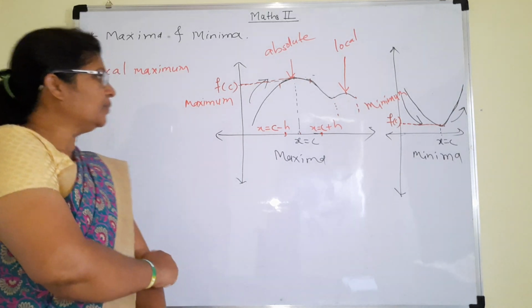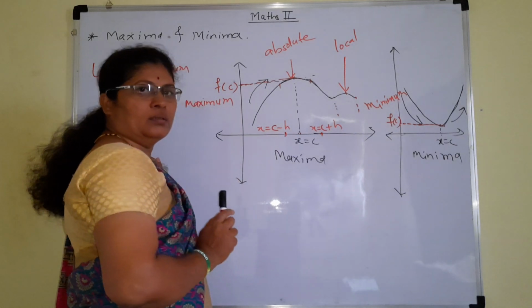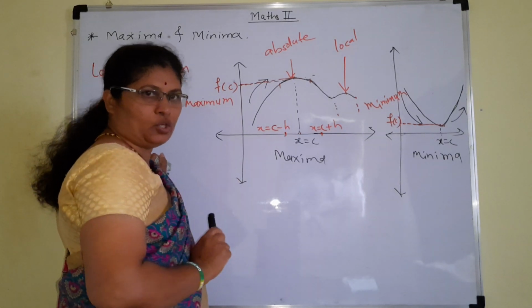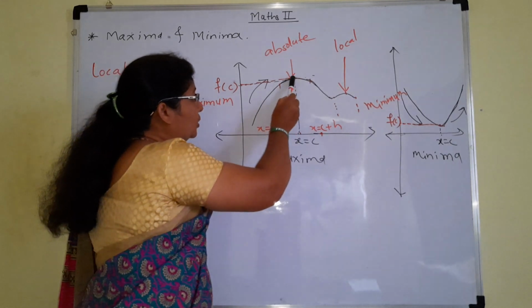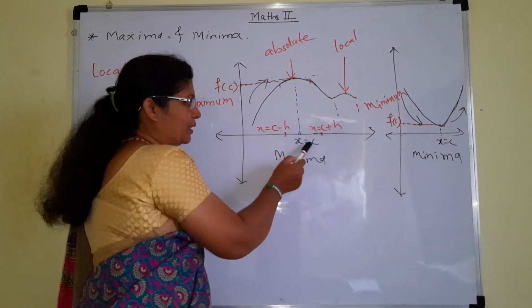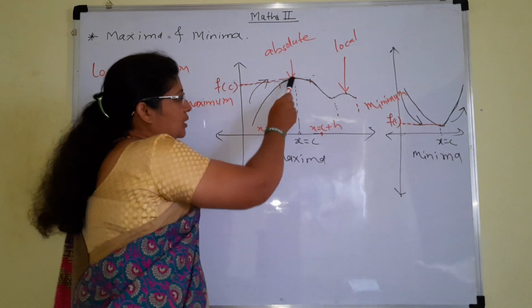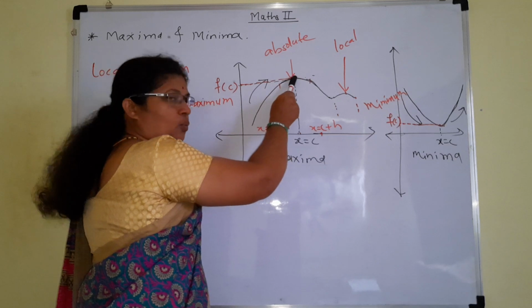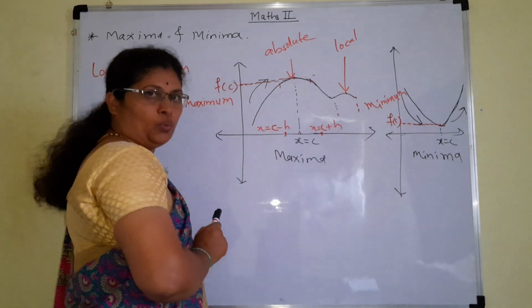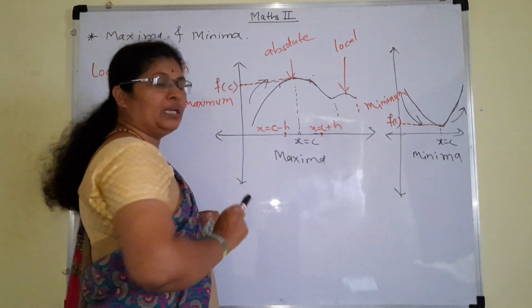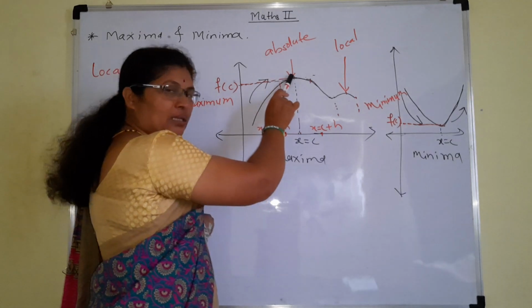Now look at this. If I consider this interval, and find the derivative of f of x with respect to x, means f dash of x, what will happen? For maxima, to the left hand side of x equal to c, from c minus h to c, the slope of tangent will be greater than 0. The slope of tangent will be greater than 0. So in this interval my function is an increasing function.